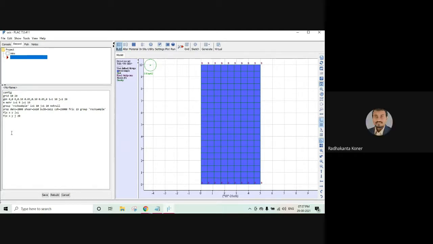Now we are not considering the gravity of the sample, because we have analyzed it in a very detailed manner, and the role of gravity for the uniaxial compressive strength estimation is very, very meager. So we are ignoring that.